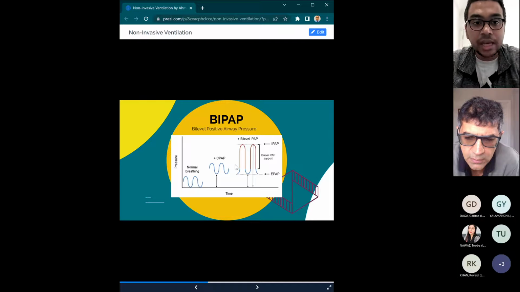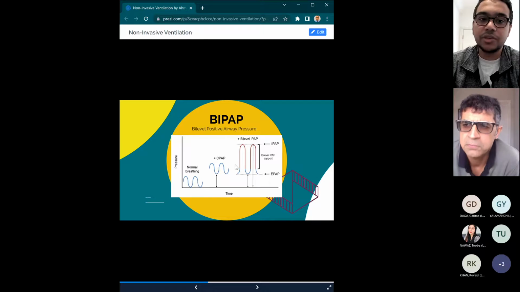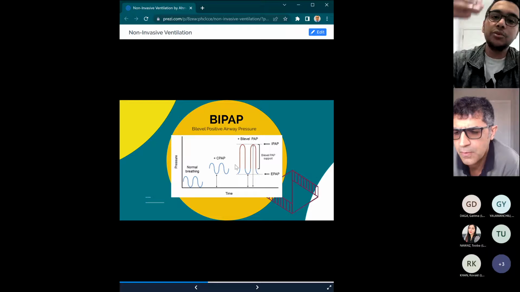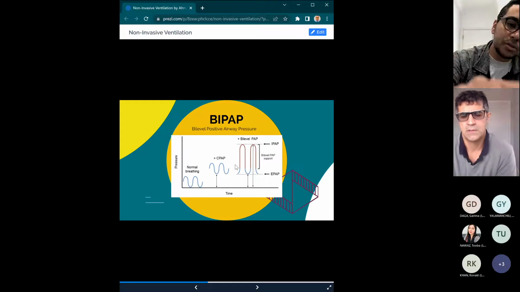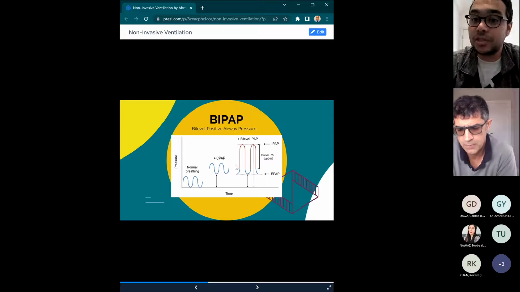PEEP to the patient. And in BiPAP, you can see here that we have EPAP, which is the expiratory positive airway pressure, and the IPAP, which is the inspiratory positive airway pressure. And the EPAP here is just a fancy word for PEEP. So the EPAP will be the amount of PEEP you're offering the patient, and the IPAP will be the EPAP, which is the PEEP, plus the difference in pressure, which is the pressure support.